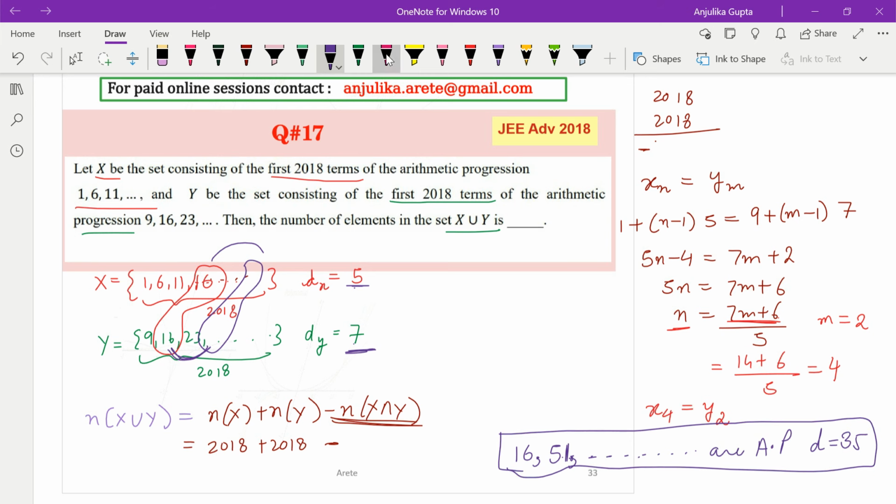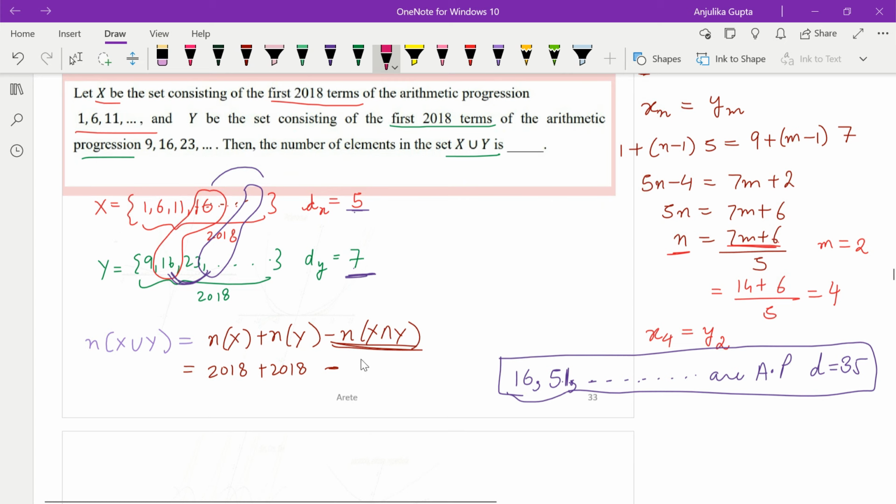Now the only thing I need to know is how many terms are in this AP, how many common terms there are. I just know I cannot exceed. See, this is the lesser one, right? 1, 6, 11 is lesser than 9, 16, 23. So the last element over here shouldn't be greater than that. I hope you understand. Let's say there are capital N terms over here.